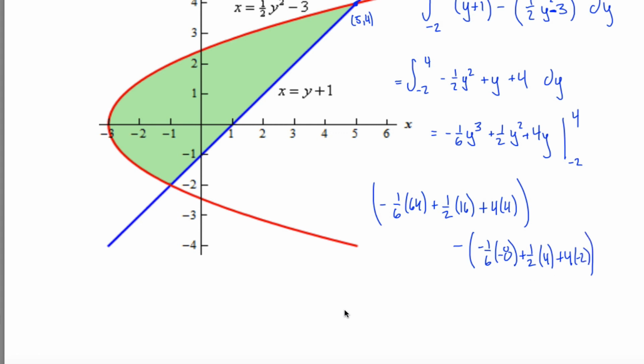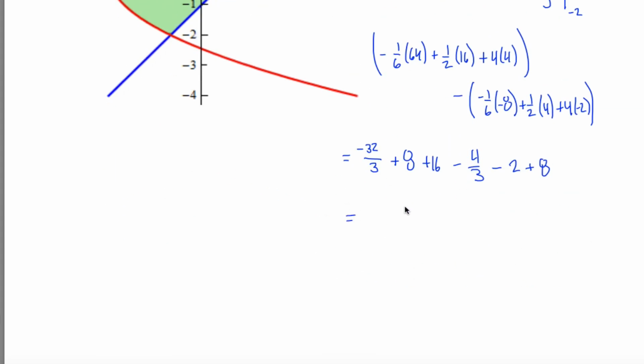And so now you just got to do some calculations here. 64/6, yuck. Maybe we call that 32 over 3. And it's negative, and then this one is 8, and then this one is 16, and from that I want to subtract 1/6 times -8, which is -8/6, or -4/3. These two negatives cancel, but I got to subtract it, so I got minus 4/3. 1/2 times 4 is 2, but I want to subtract it. And 4 times -2 is -8, but I want to subtract it, so I got plus 8.